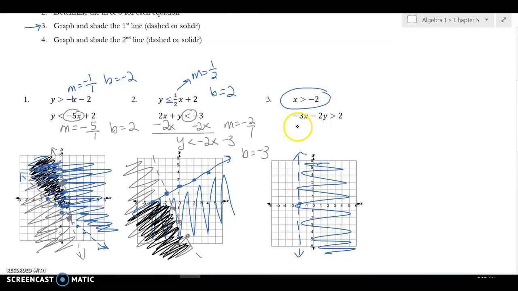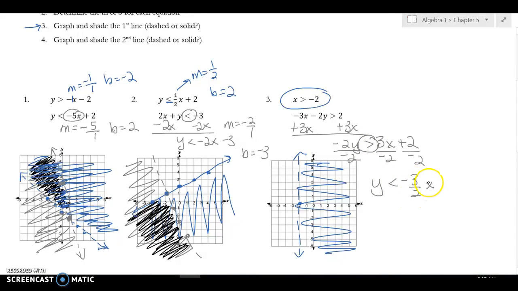The next one we have more solving to do, so I'm going to add 3x to both sides, and I get negative 2y is greater than 3x plus 2. And then I need to divide both sides by negative 2. Now, here's the important thing. I divided by a negative, so I need to flip that inequality. And then 2 divided by negative 2 is negative 1. So my m is negative 3 over 2, and my b is negative 1.